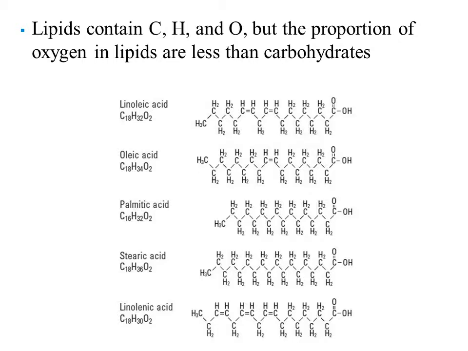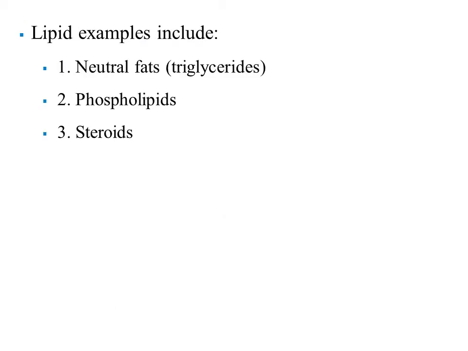Lipids contain carbon, hydrogen, and oxygen. But the proportion of oxygen is less than it is with carbohydrates. These are some examples of lipids. We have neutral fats, which are also called triglycerides. We have phospholipids, and we have steroids.